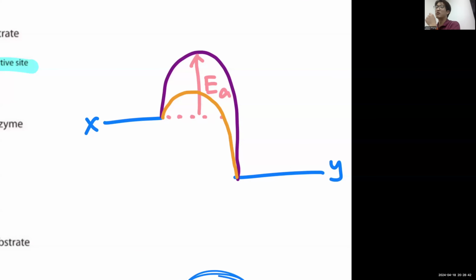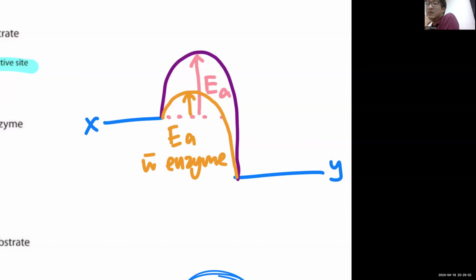Okay, something I always say: this is a place for us to be confused and then be unconfused. Which are doing okay? This is the new one. This is the EA with enzyme. That's it.